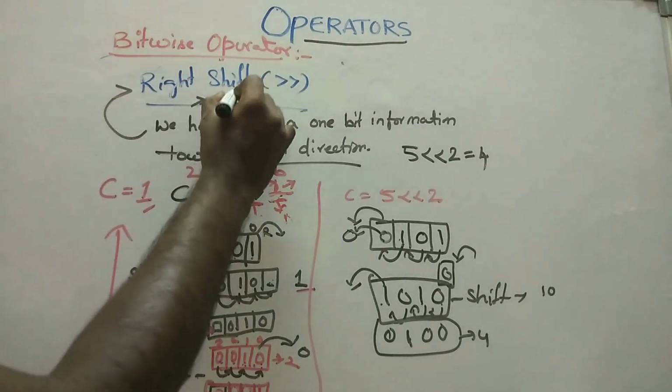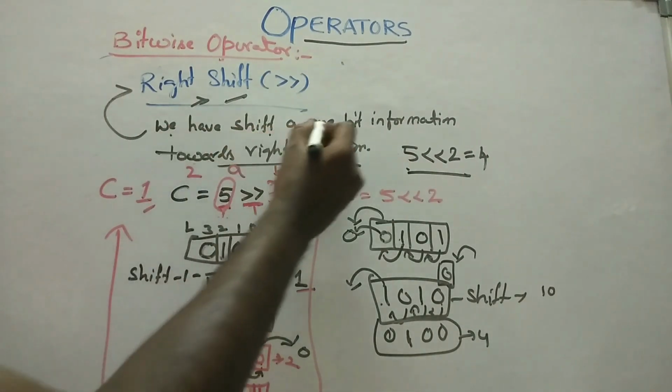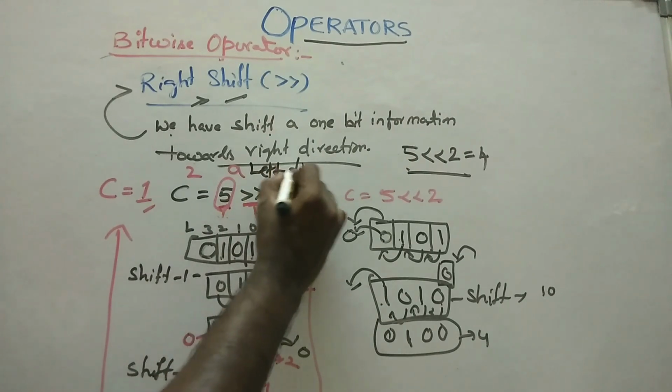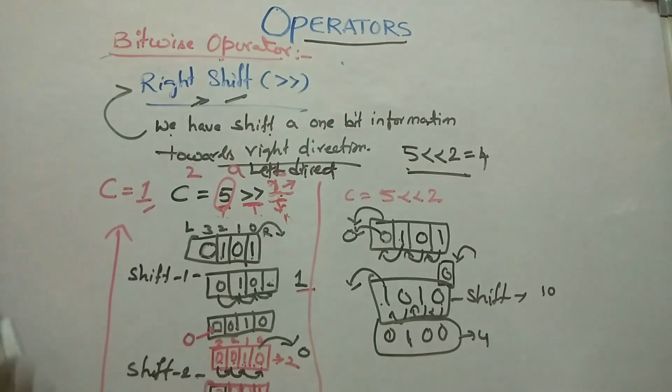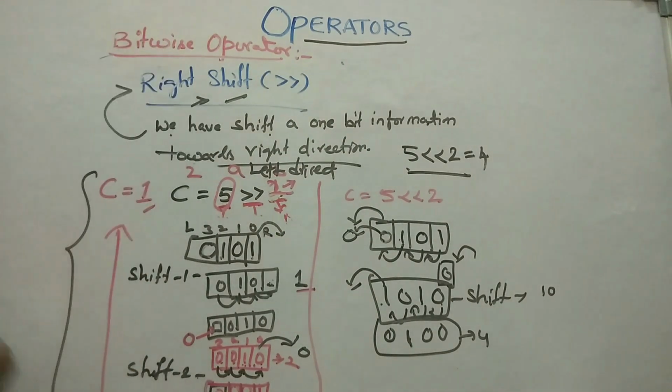That is called right shift and left shift. Left shift means we have to shift 1 bit of information towards the left direction. Are you clear? I think all of you are clear about what is meant by shifting operations.